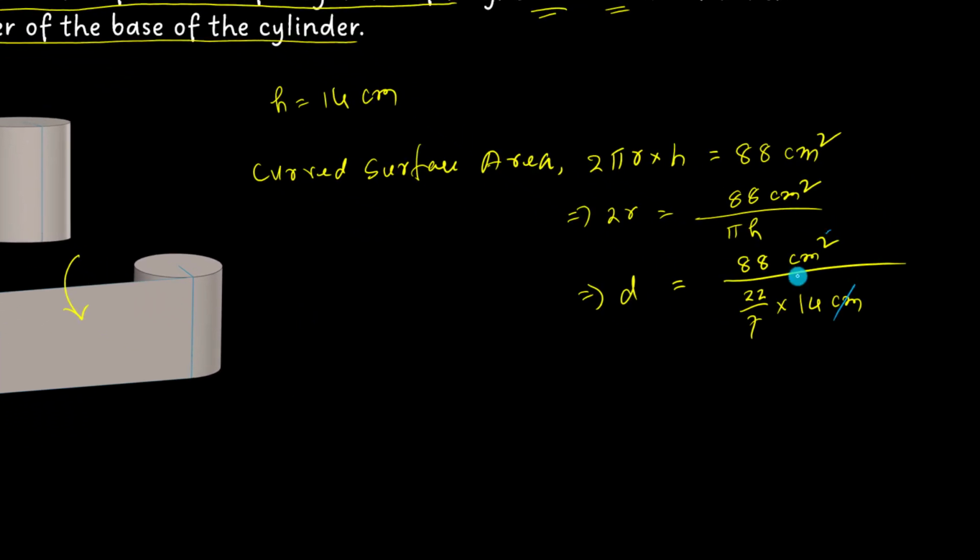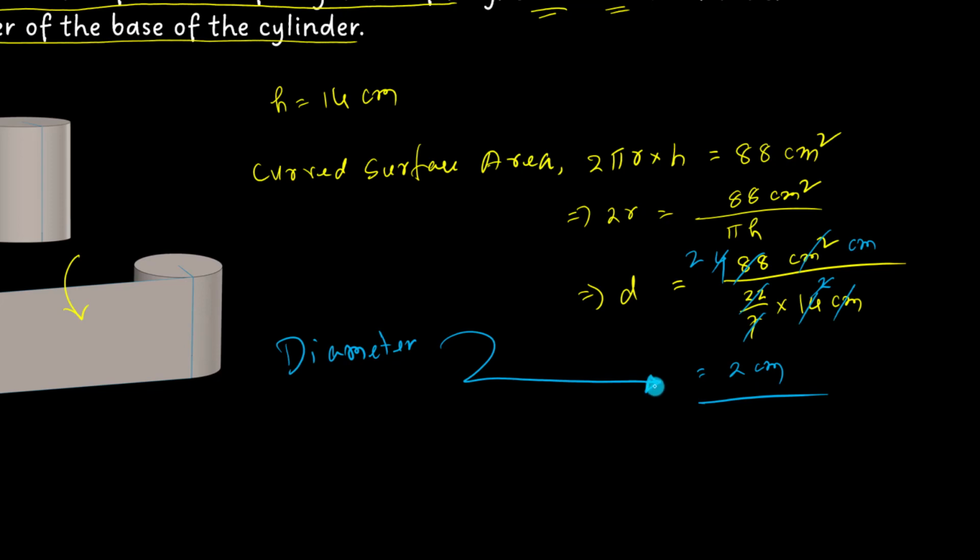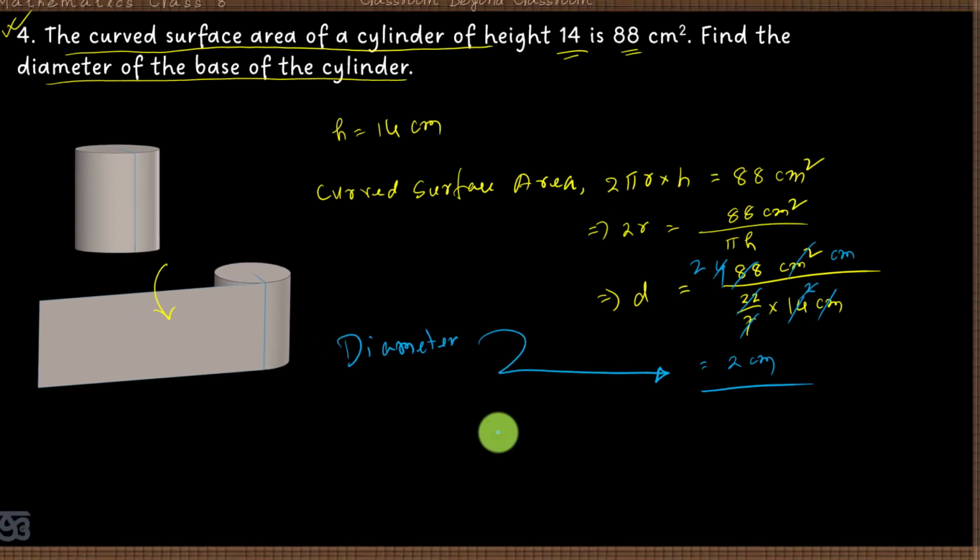So centimeter square by centimeter. 7 2s are 14. 22 4s are 88. And 2 2s are 4. So this is equal to 2 centimeter. So diameter of the base circle is 2 centimeter.